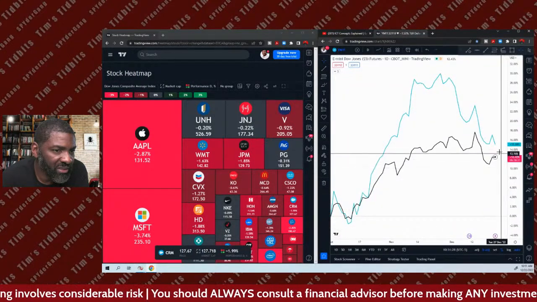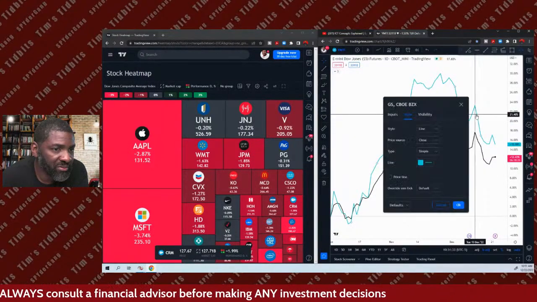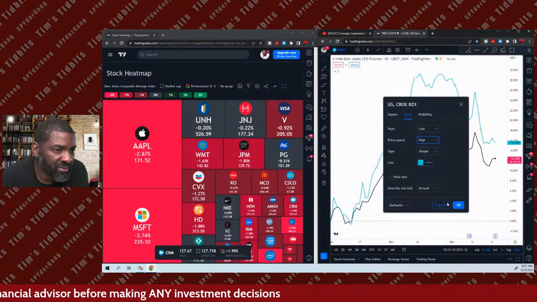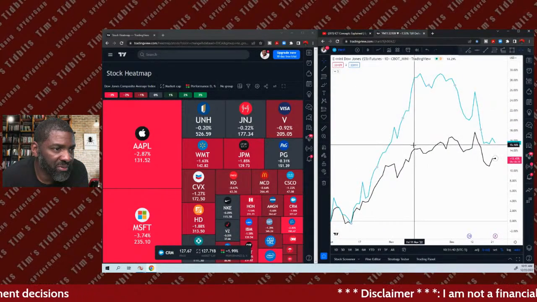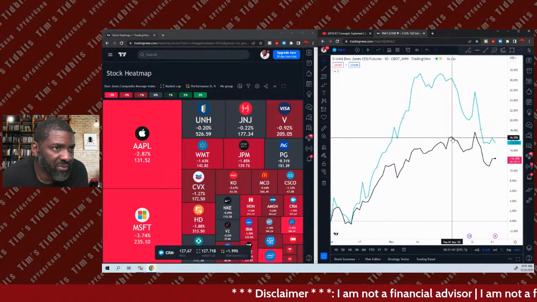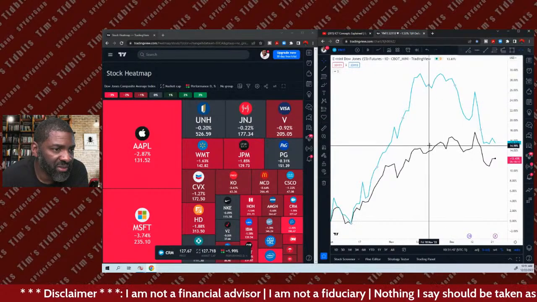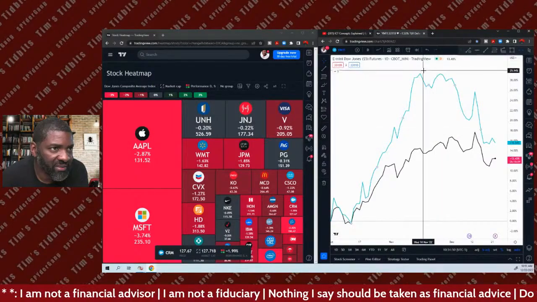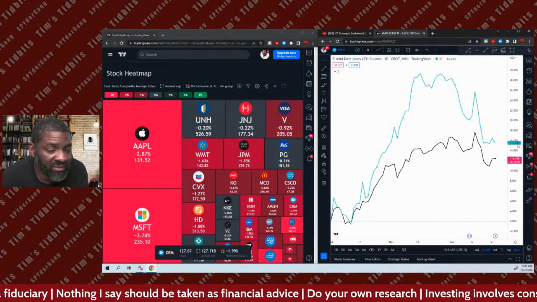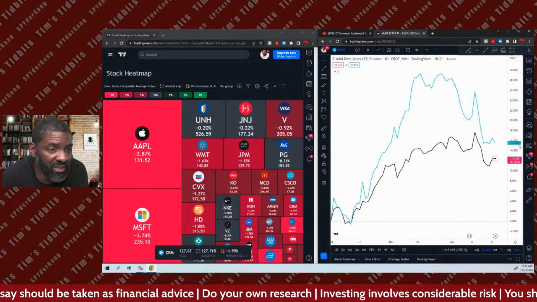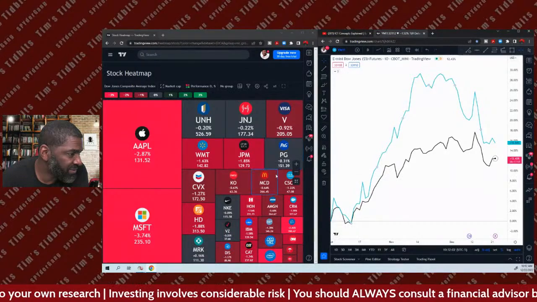Man, Goldman Sachs, strong too. All right, we got a little divergence right up in here. The Dow making higher highs, Goldman Sachs started making lower highs. But that makes sense because it was so strong. It was outperforming the Dow. So Goldman Sachs showing strength in the Dow.